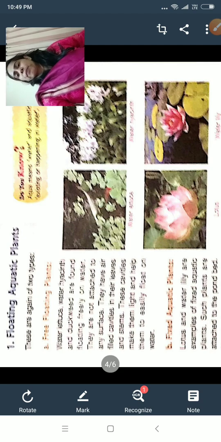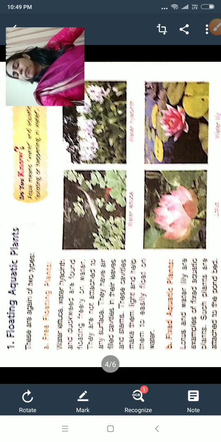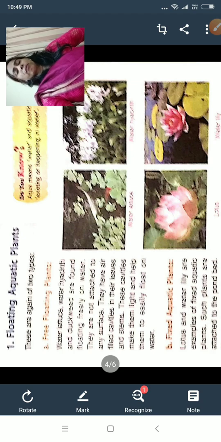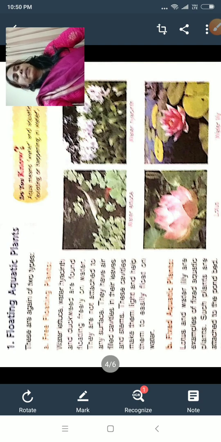There are two types of floating aquatic plant. Number one is the free floating plants, and the second one is the fixed aquatic plant. As the name says, free means which float freely on water. So this plant is called a free floating plant. The examples are water lettuce and duckweed.